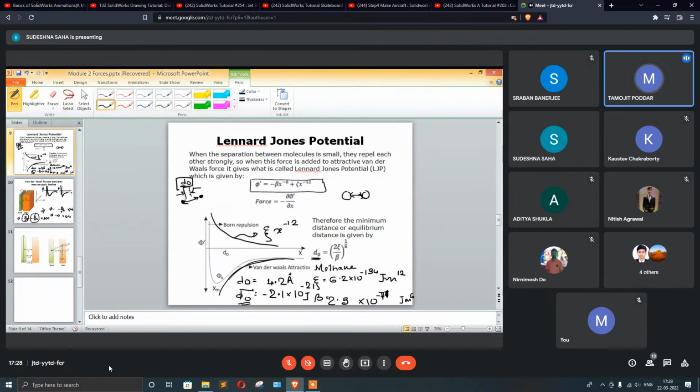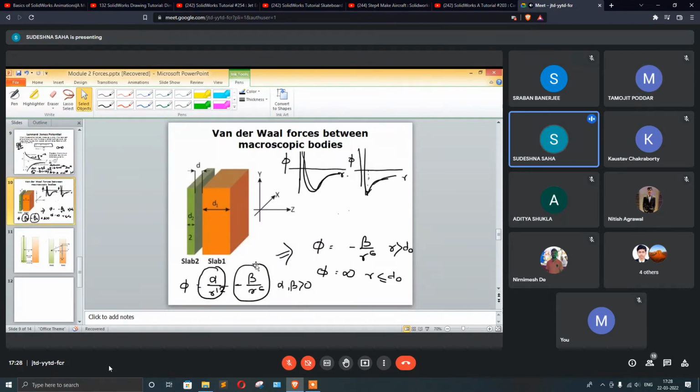Okay, ma'am, clear now. Yes ma'am, thank you. That's why we are trying to put the potential in this form, right? When the distance between two molecules is greater than d naught, then the potential will be only given by minus b divided by r to the power 6. If it is less than d naught, then phi will be infinite. Okay, there is nothing in between.